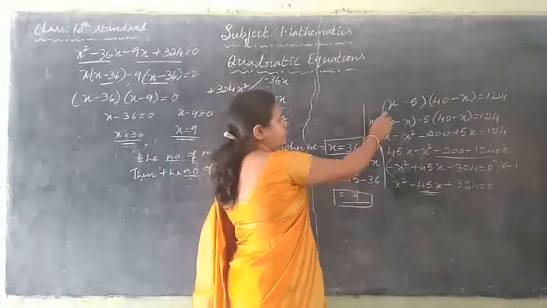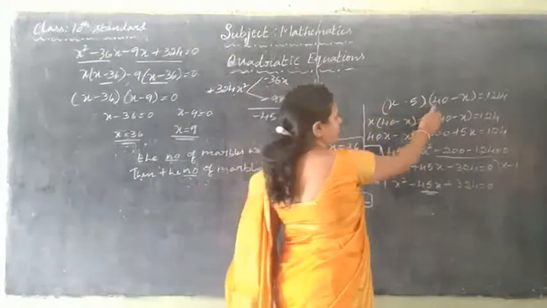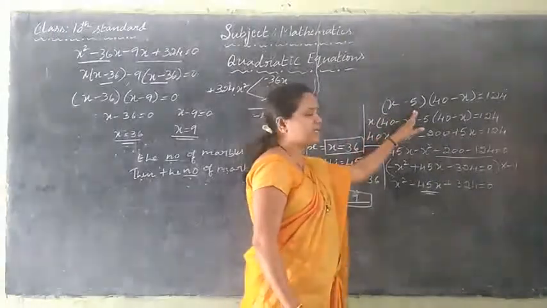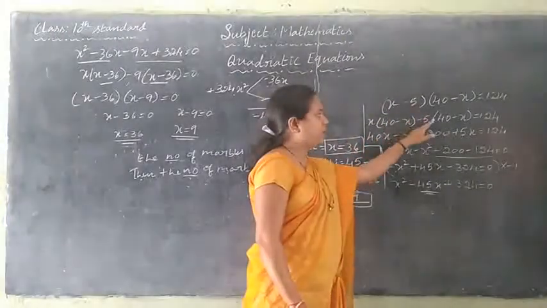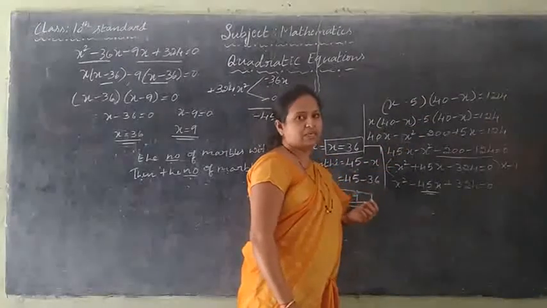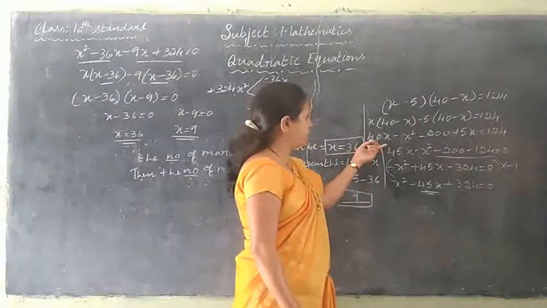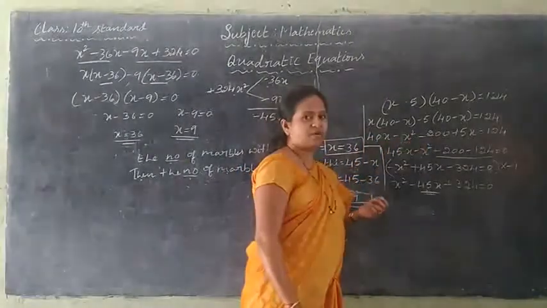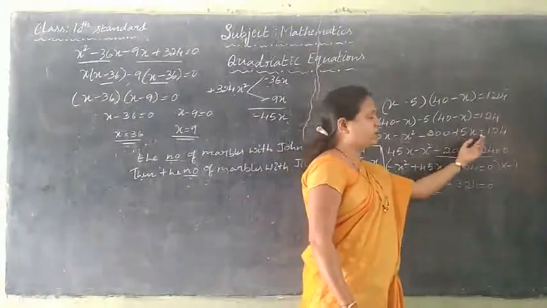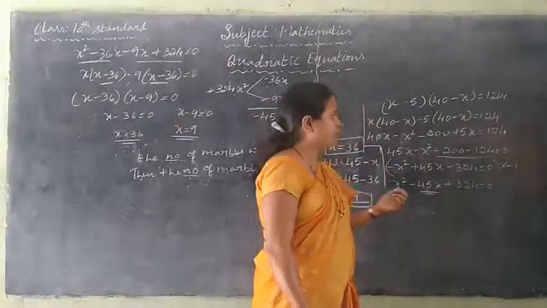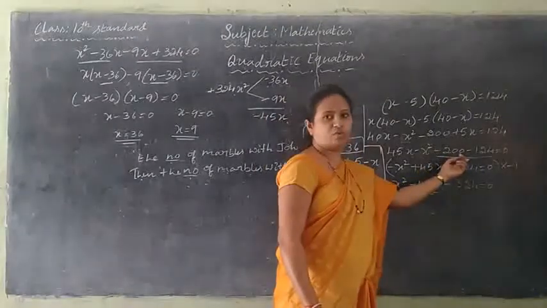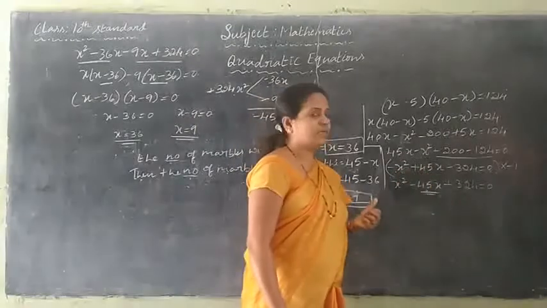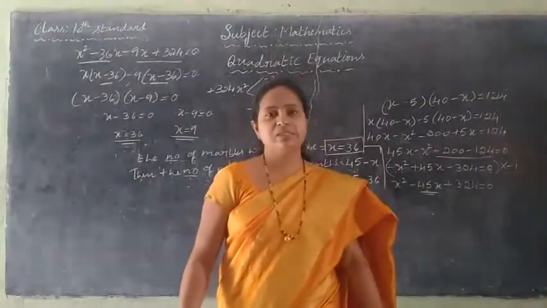For that what we are doing is we have to take the first term, x, and multiply it with 40 minus x. In the same way, we take the second term, minus 5, and multiply it with 40 minus x. Got it. When you multiply, you are going to get 40x minus x square minus 200 plus 5x. In the next step, we are going to transfer 124 to left hand side, children. It will become minus 124. Right. Then you are going to get the equation minus x square plus 45x minus 324 is equal to 0.